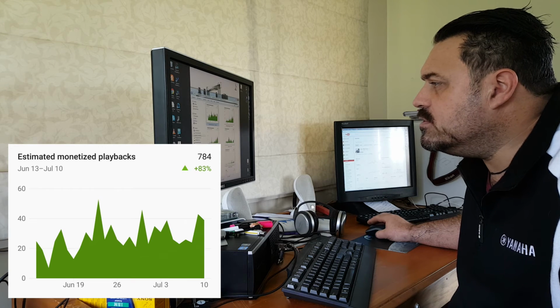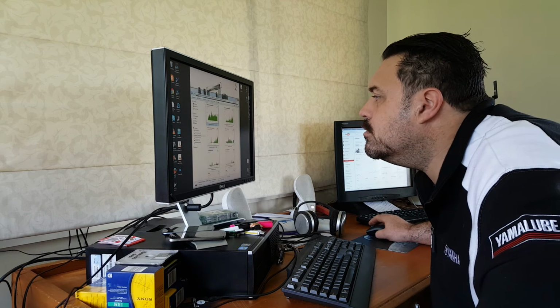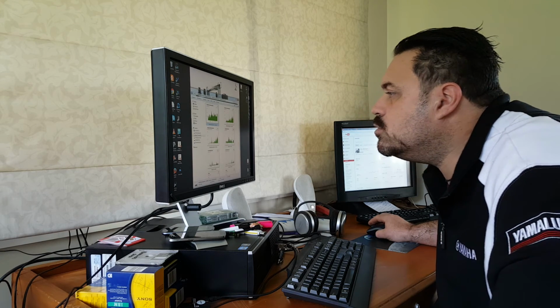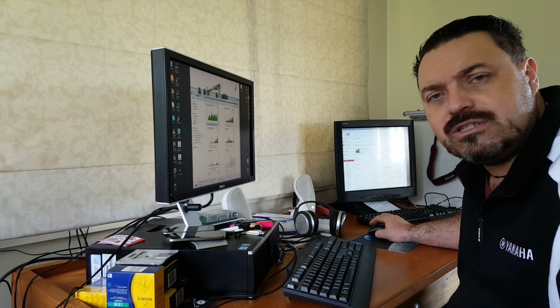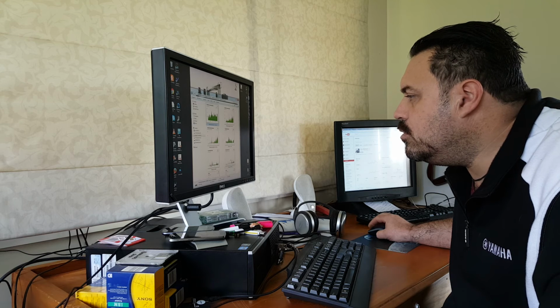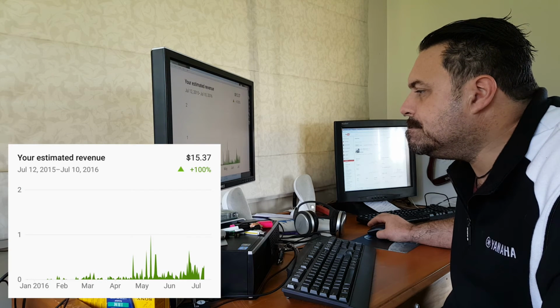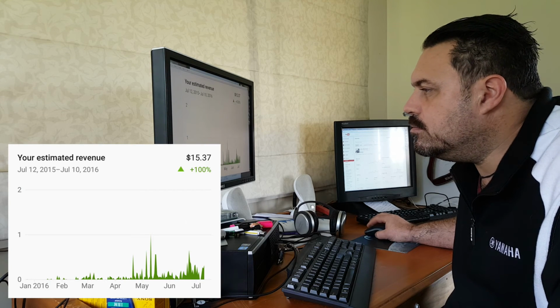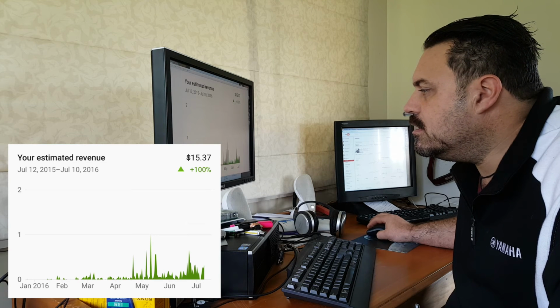So really, I think that covers all the graphs. What have we got? Oh, revenue. We've got one more to cover. Actual money. Let's talk real money for a second. So estimated revenue over the last 6 months. Sorry, the graph's a bit small, but that's just the way that it came out.